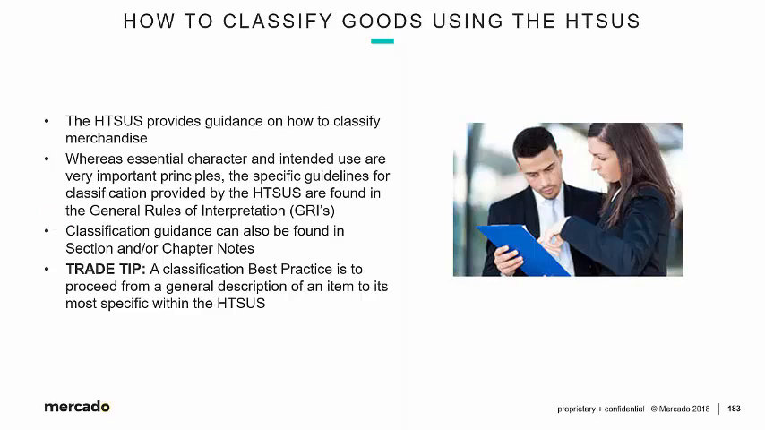We had said when we're classifying from the general to the specific, start with a section, look at the notes there, go to a chapter, look at the notes there, make sure we're in the right place. A quick trade tip: a classification best practice is to indeed go from a general description of an item to its most specific within the HTSUS. Depending on how much we know about a product, we can literally start with HTSUS search. If we have a good idea that an item is in a chapter, we can start with the chapter notes. Start with the most specific level of information that we have and go from there.